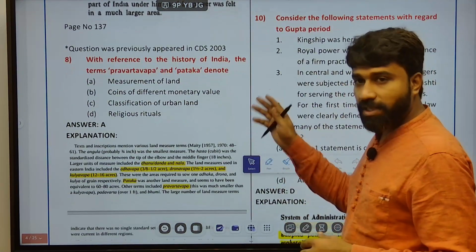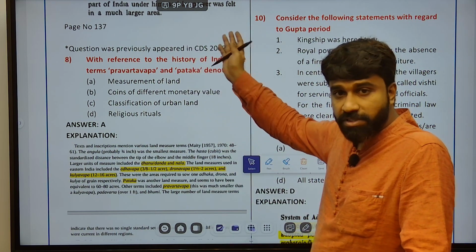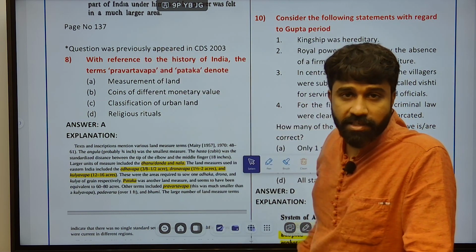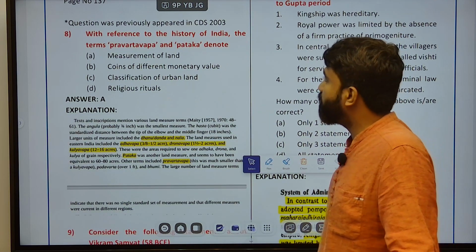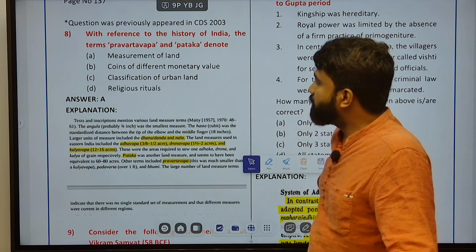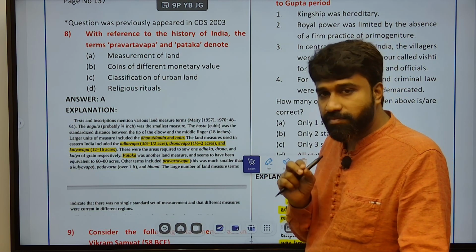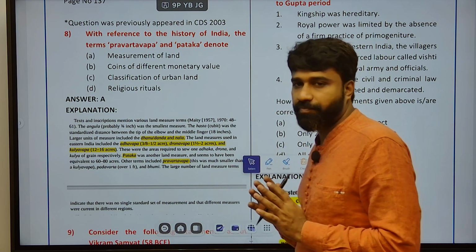The next question was asked in the Combined Defence Services exam in 2003, and UPSC took that question in its CDS exam from old NCERT page number 137. That is why we have taken that picture and shown you. With reference to the history of India, the terms Pravartavapa, Advapa and Pataka were denominations for the measurement of the land.